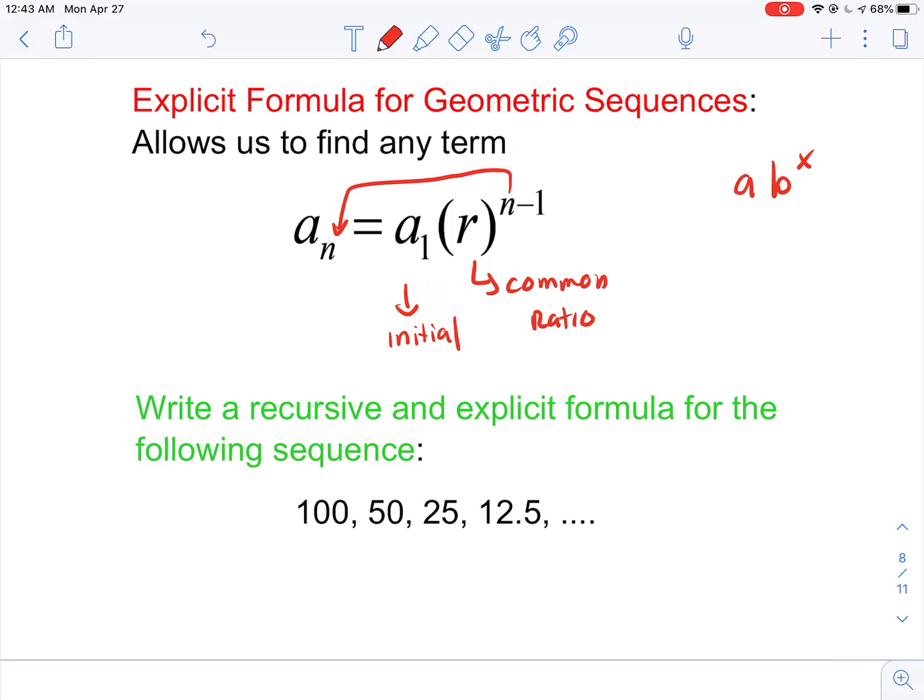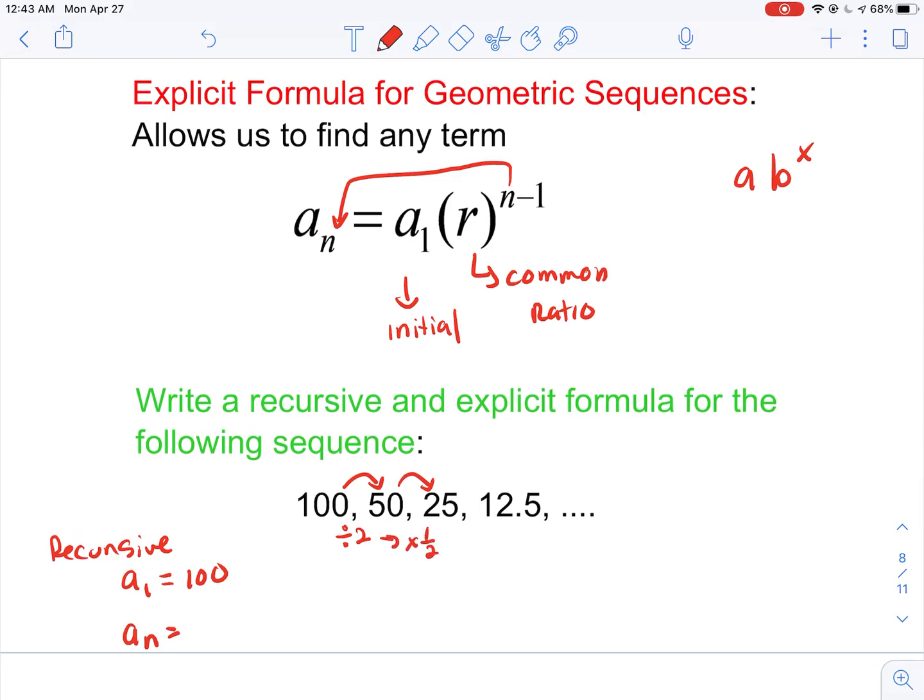So how does this look as a recursive versus explicit? So recursive, remember, always has an initial term, which in this case is 100, and the building term. So how do we get from this to this, this to this? Well, 100 to 50 would be divided by 2. We know we represent divided by 2 as multiply by 1/2. So does that pattern follow? 50 to 25 is multiplying by 1/2. 25 to 12.5 is multiplying by 1/2. So that means our common ratio is 1/2.